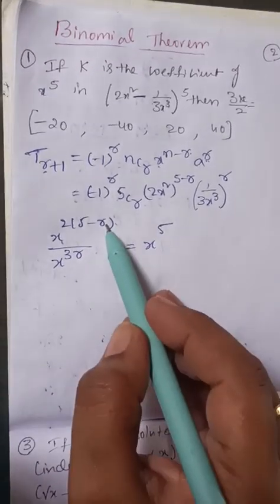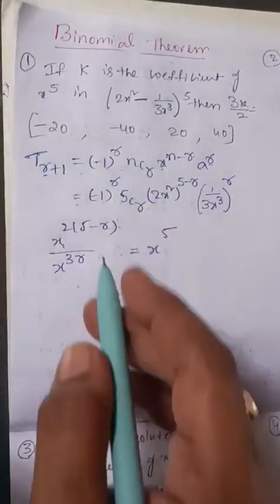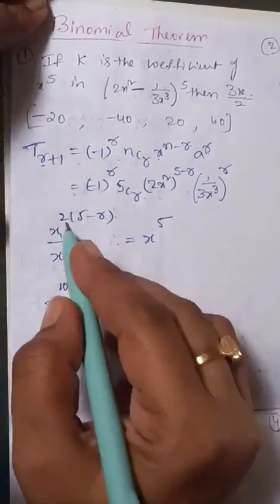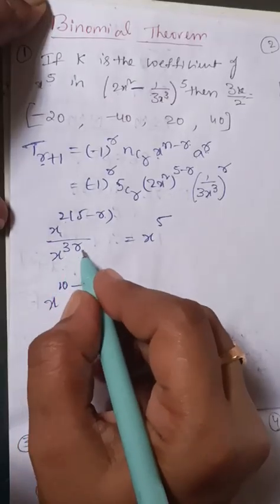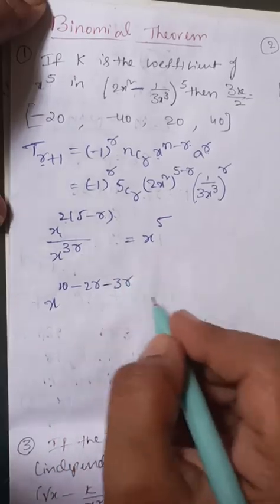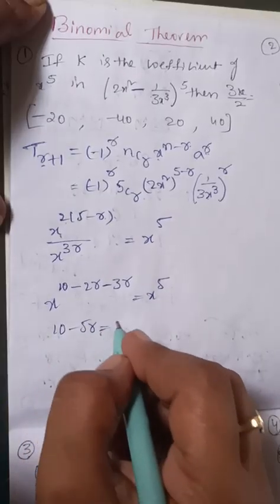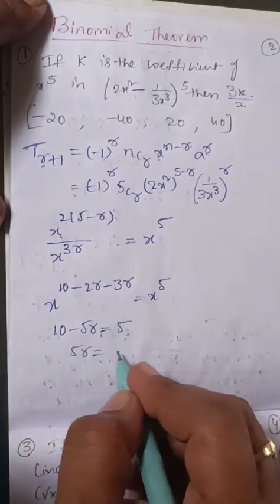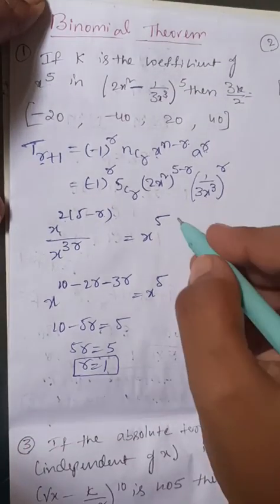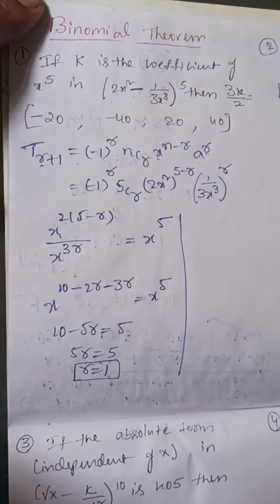So to find r value, we are equating the power of x on both sides, x power 5. So x power, 2 times 5 is 10 minus 2r, this 3r, if it is written in the numerator, it will be minus 3r, equal to x power 5. So 10 minus 5r equal to 5, 5r equal to 5, and r is 1.